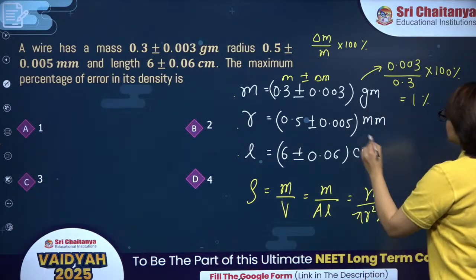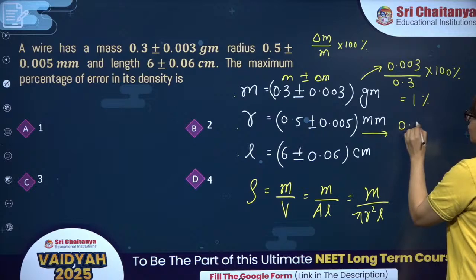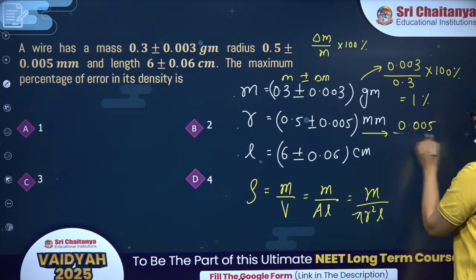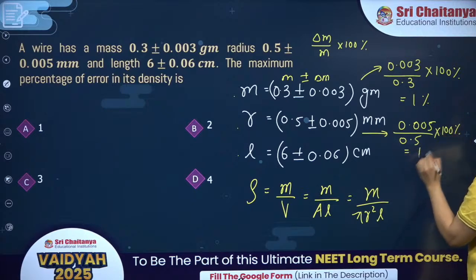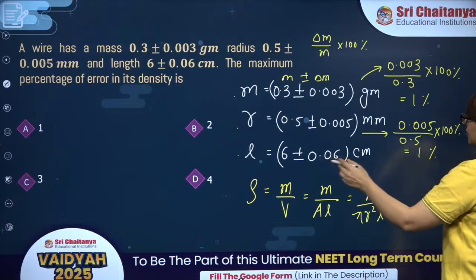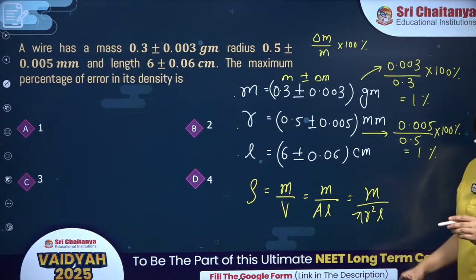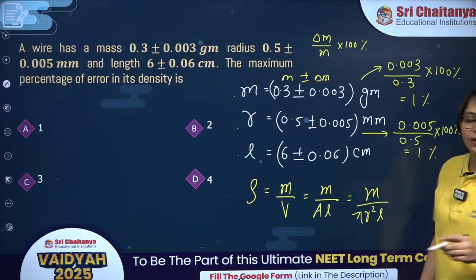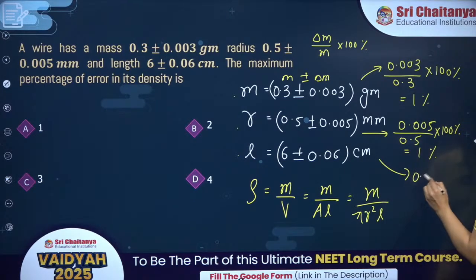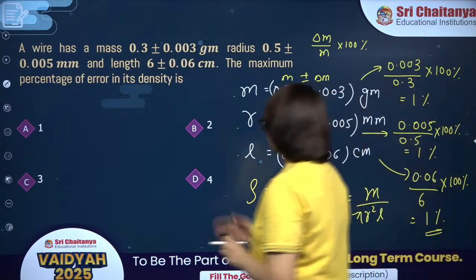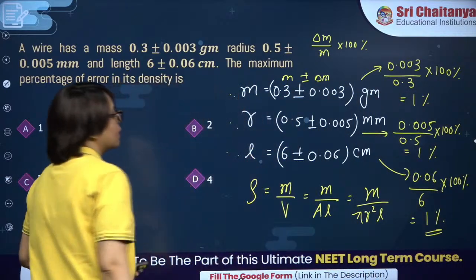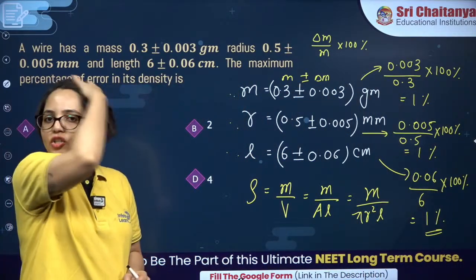Also find the percentage error in the measurement of R, which is 0.005 divided by 0.5 into 100%. So it will be 1%. Again, percentage error in the measurement of length, option A, well done, is 0.06 divided by 6 into 100%, which is again 1%. So M, R and L, all three quantities have 1% percentage error in the measurement.